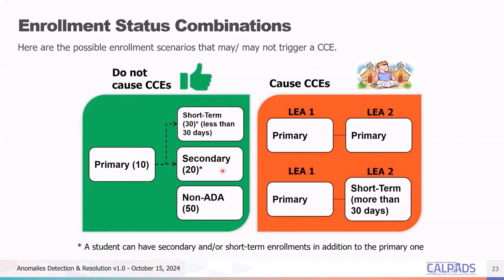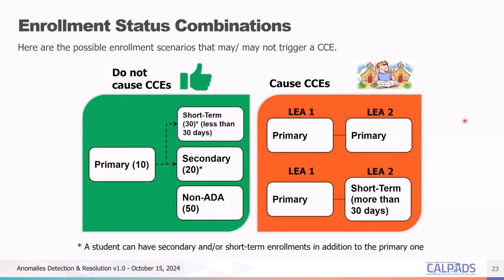So let's say a student is attending classes with a primary enrollment at high school A and needs to take classes at high school B, because high school B, or LEA B, is the only LEA that provides that class in the entire district. Then you can have a combination of two enrollments, as long as the other enrollment is a 20. And then of course you have a 10 and a 50. A 10 and a 50 will not trigger a CCE as well.